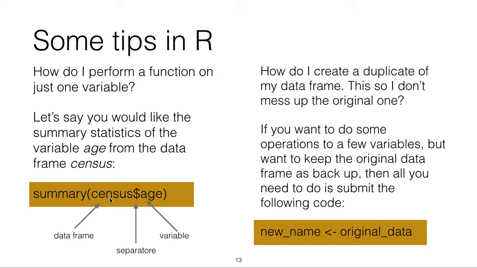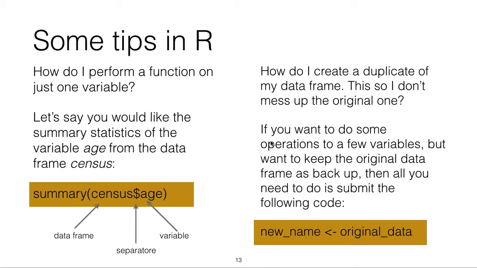But if we just wanted to see the summary statistics of age, we would write the data frame name, $, which is a separator, but not only is it a separator, it's also indicating that what's coming next is the variable name, which is, in our example, age.